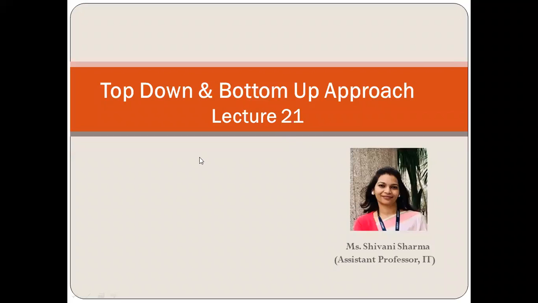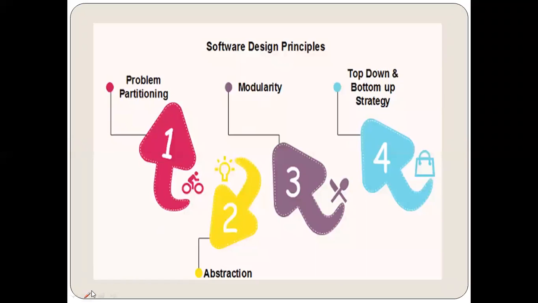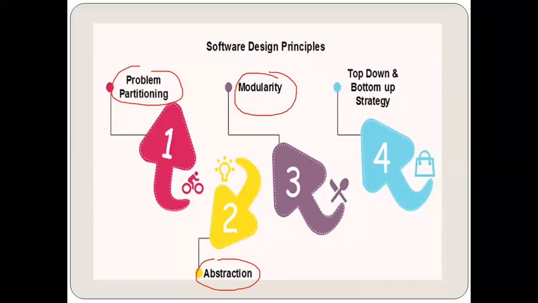All right, so today's lecture is about the top-down and bottom-up approach used for the software design. Now, we have already seen certain principles regarding the software design. Those principles were related to problem partitioning, that was stepwise refinement, abstraction, that was data abstraction or the procedural or the control abstraction. Then we studied about the modularity and functional independence. These are considered to be literally the same.